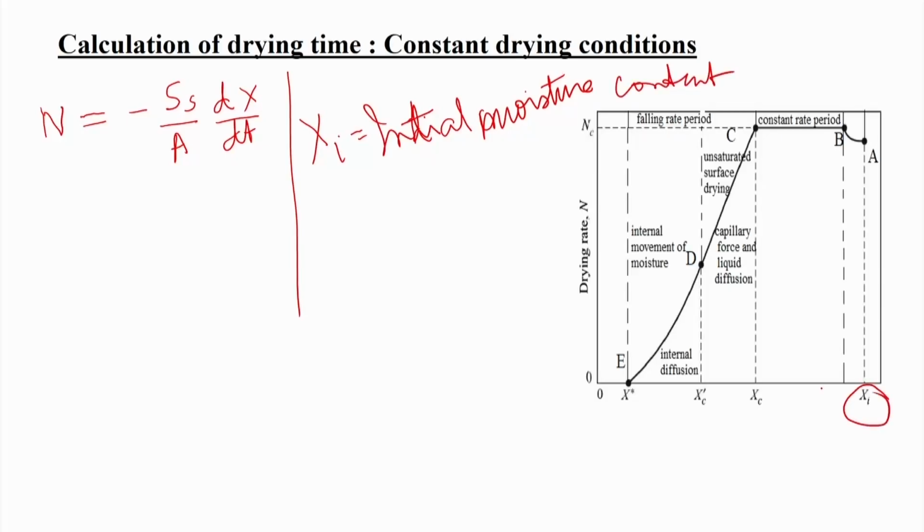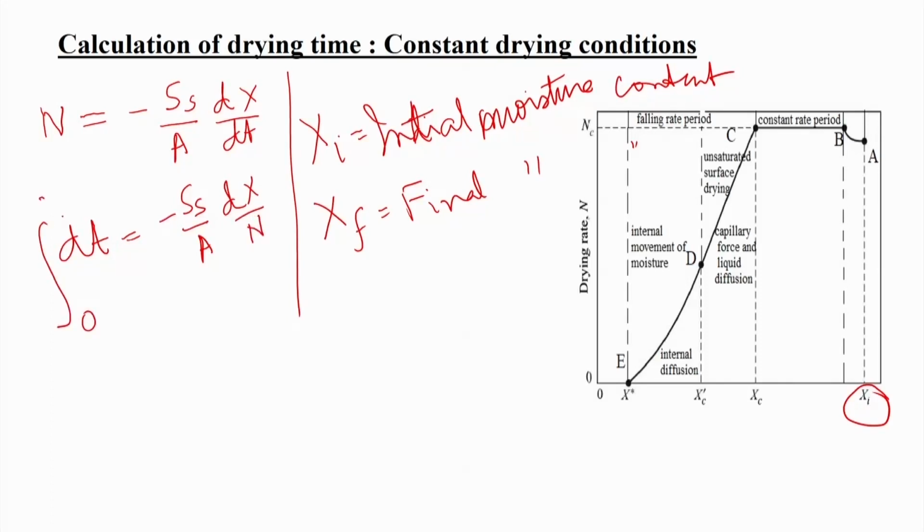So, this is the x_i, and this one x_f is the final moisture content. Then we will be rearranging like this: from here, dt is equal to S_s by A into dx by N. Now we will be integrating from time 0 to t, and this one from x_i to x_f.